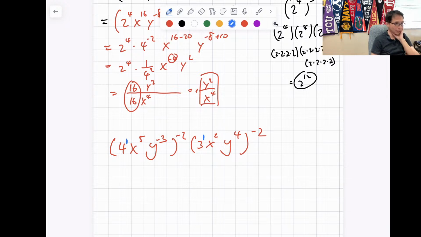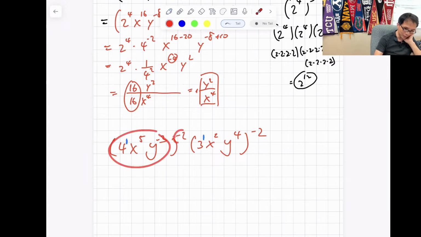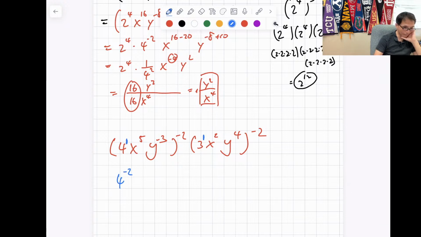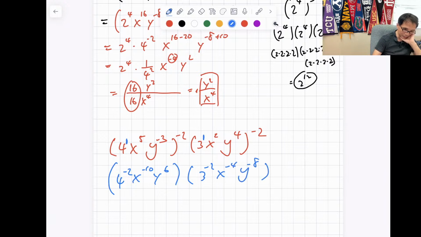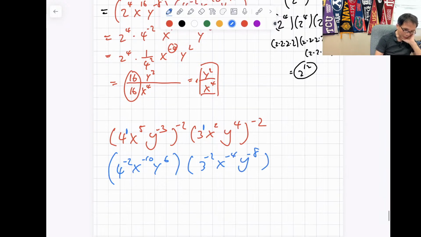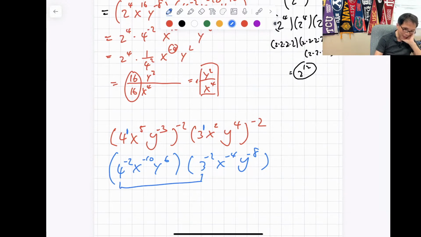Okay, I want to see how many of you guys did it right. I'm going to go ahead and go over it. So this order of operations tells you this to the negative 2. So that means 4 to the negative 2. Did you guys do that? Yeah. X to the negative 10, y to the 6. And this times 3 to the negative 2, x to the negative 4, y to the negative 8. Obviously, this 4 and 3 are not the same base, so you cannot multiply them together. So they have different bases, so it'll be 4 to the negative 2 times 3 to the negative 2 times x to the negative 14.